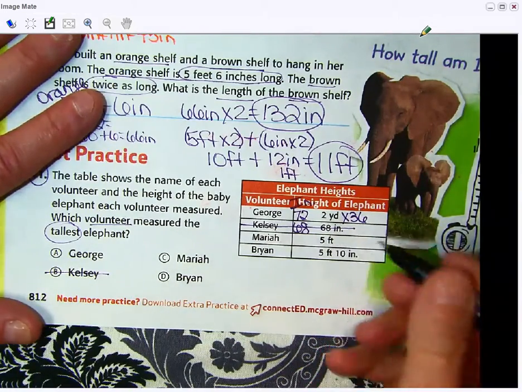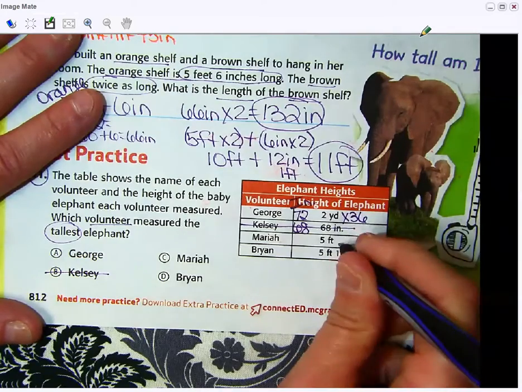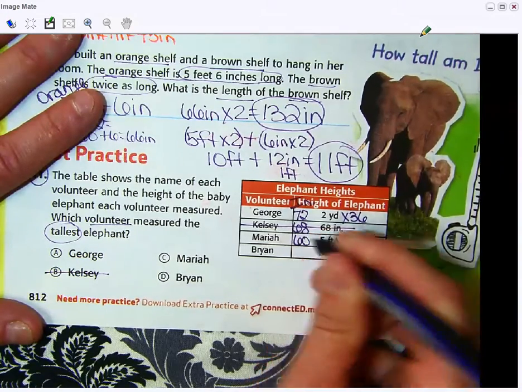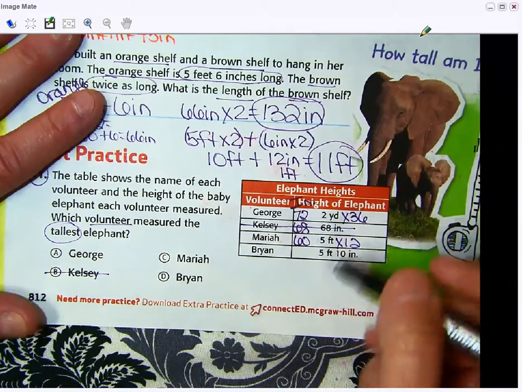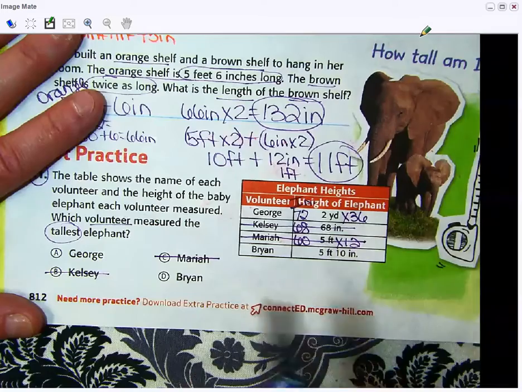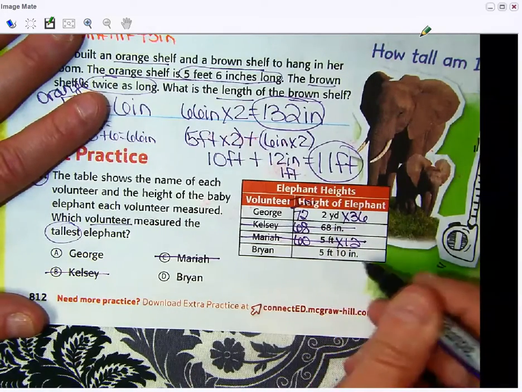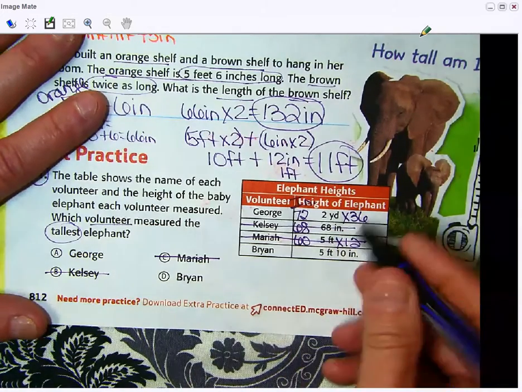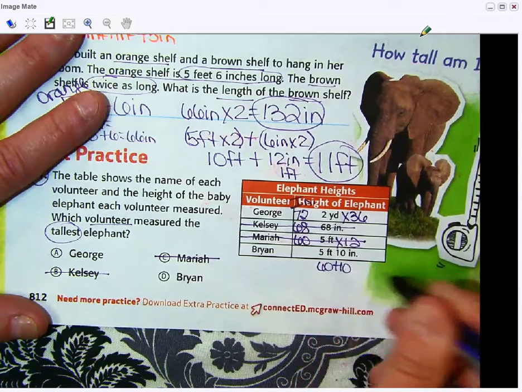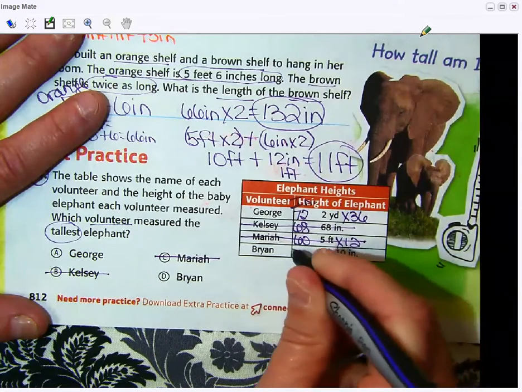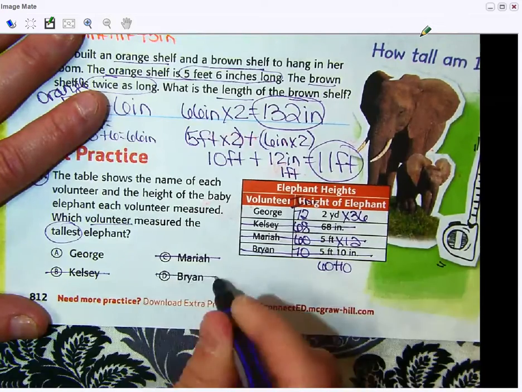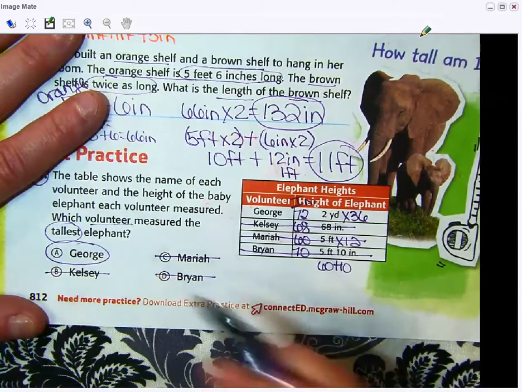5 feet, so we need to find out how many inches. Well, there's 12 inches in a foot, so 5 times 12 is 60, so compare that to George's 72 inches. So we know that Mariah's is not taller than George's. Okay, then we have 5 foot 10 inches for Brian. So we know 5 feet is 60 inches plus the 10 inches. So we know that Brian's elephant is 70 inches tall, which is still not taller than George's. So George has the tallest elephant.